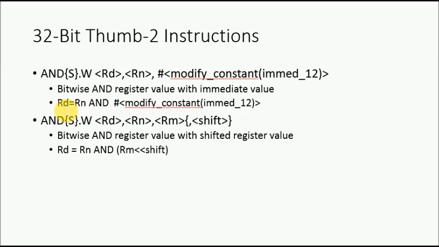And S.W Rd, Rn, Rm shift. Now here first this Rm register is shifted to the left and the content is logically ANDed with the content of Rn, and the result will be stored into the Rd register.